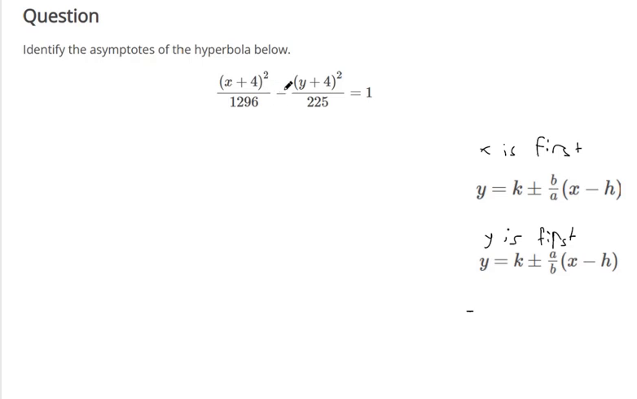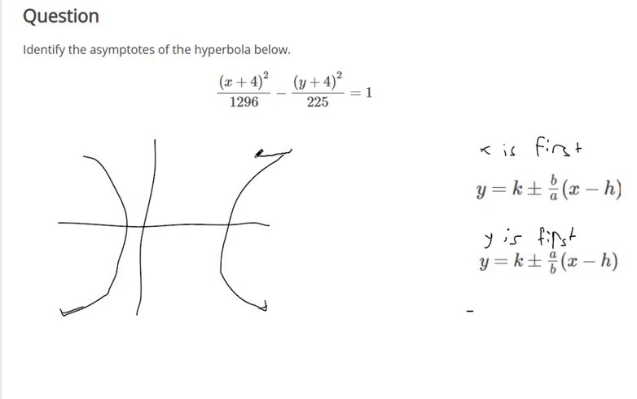So this is a hyperbola because it's a subtraction in between the two. It would be an ellipse if it was plus in between the two. So a hyperbola looks something like this, as you probably know. What we're looking for in this question are the asymptotes.